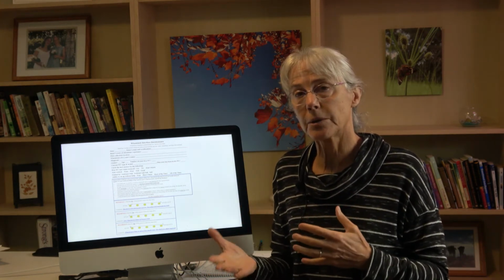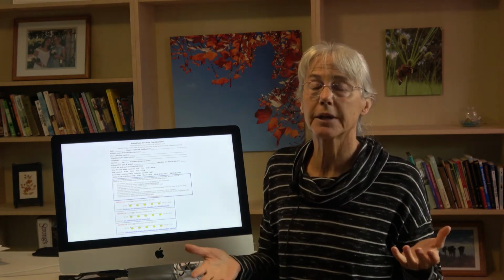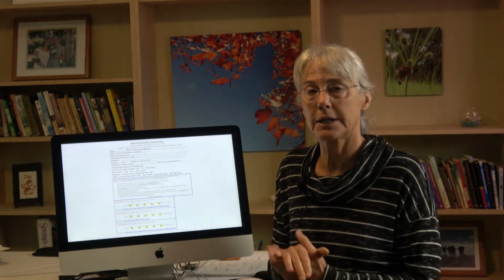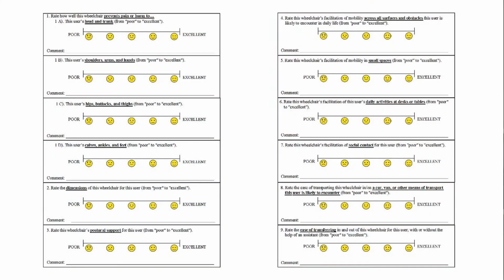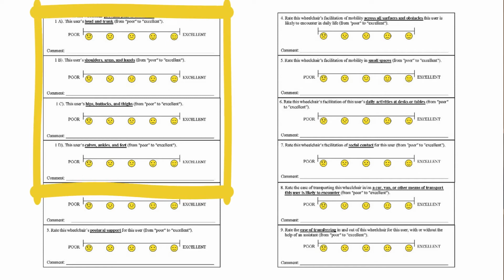Their foot is often injured. So if they need a wheelchair part or modification and it's not there, you can still give it a low mark and indicate why. Here are the questions. As you can see, it's a brief questionnaire. The first questions are about pain and harm, centered on the person's body.